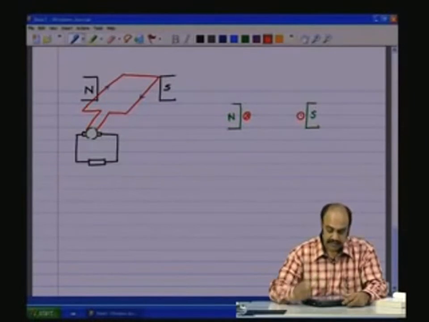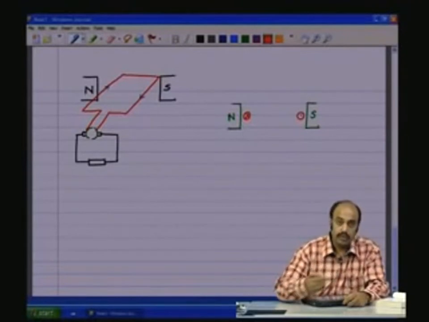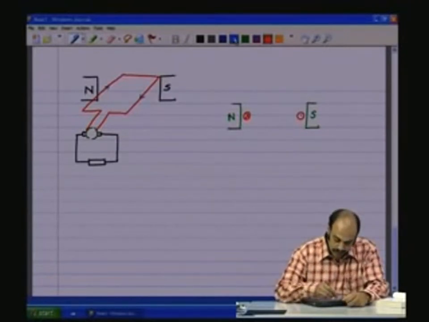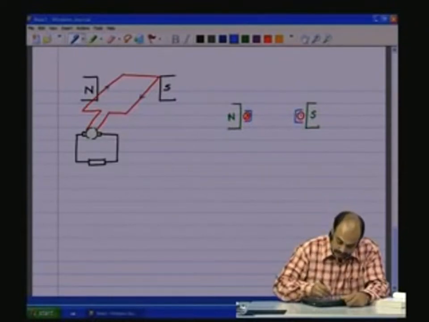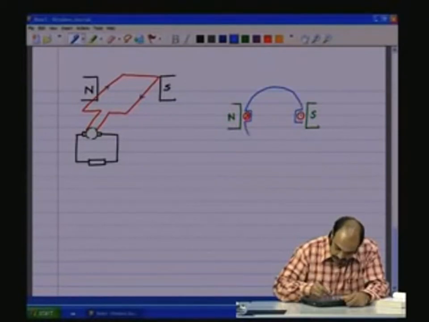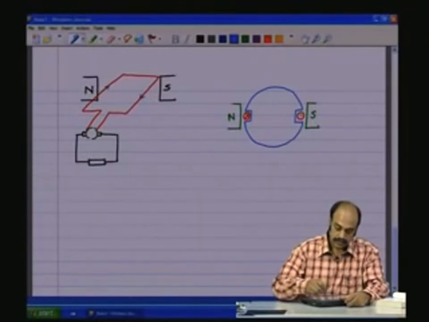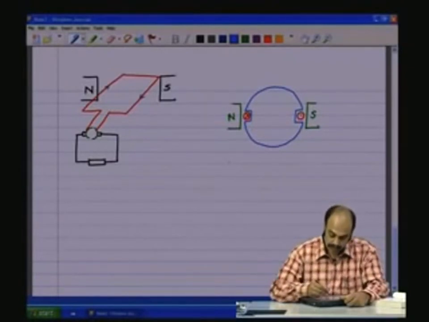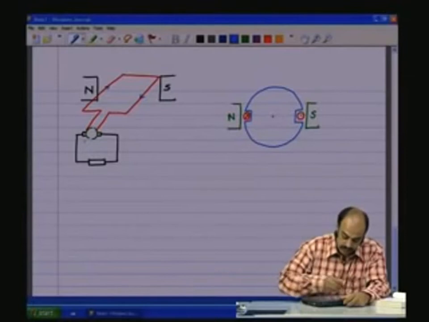Now, the conductor can't be just floating in free air, it needs to be wound over a core, and we represent the core. There is a slot in the core through which the conductor passes, and the core has a circular feature like this. So, this inner core is what is rotating, and along the shaft of the core will be these slip rings, these commutators.